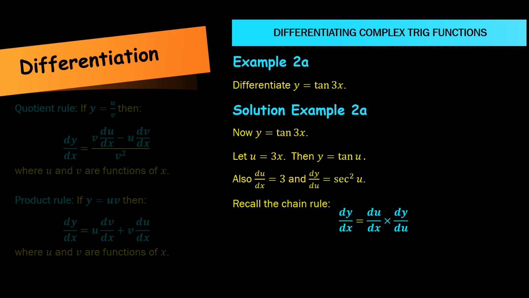So if we apply the chain rule, in other words dy dx equals du dx times dy du, we obtain that dy dx equals 3, which is the value of du dx, times sec squared u, which is the expression for dy du. Since the value of u was introduced by us, we need to reinsert the expression in terms of x. So we have that dy dx equals 3 sec squared 3x.